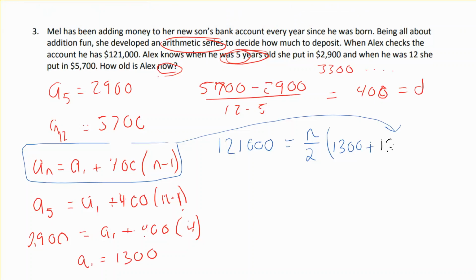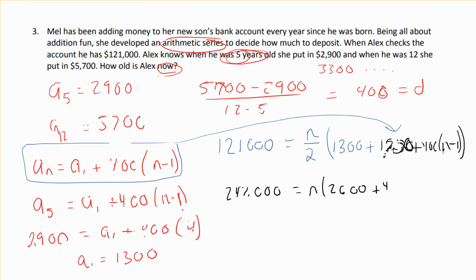So 1,300 plus 400 times n minus 1, and now I can start solving this. I saw a lot of people tried to multiply the 2 first. I like that. 242,000 equals, I can add these two 1,300s, I'm going to leave that n outside just for a second, 2,600 plus 400n minus 400. I like the idea of combining these two together.